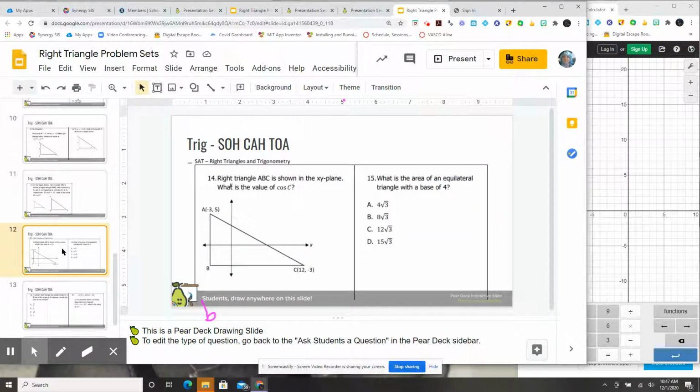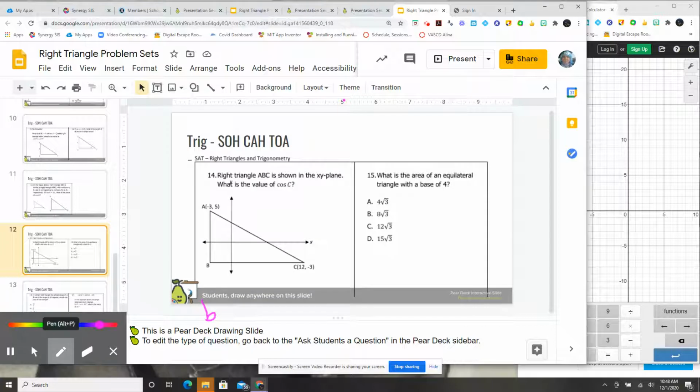Question 12, right triangle ABC is shown. What is the value of cosine C? So we need to start with what is cosine, right? Cosine is adjacent over hypotenuse.